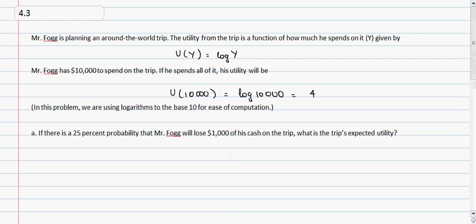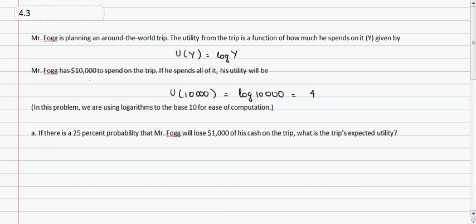Okay, so we're going to do question 4.3 now. Again, we are given a utility function u as a function of y equal to log of y, where log is the log to the base of 10, and y is the total amount of money that the player is going to have.